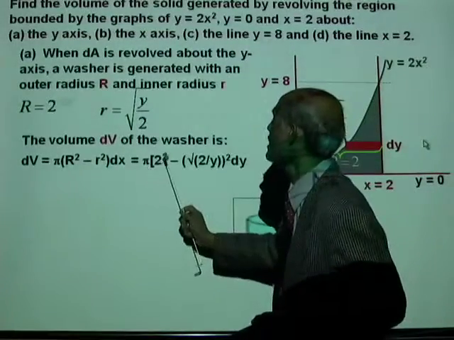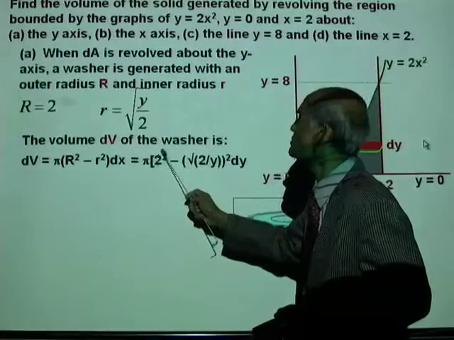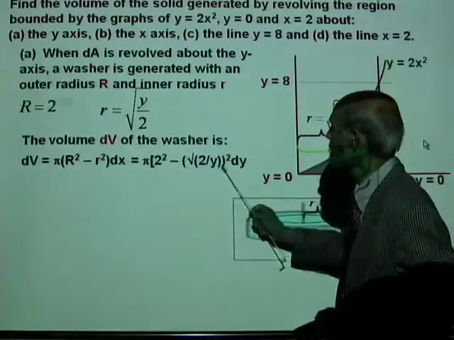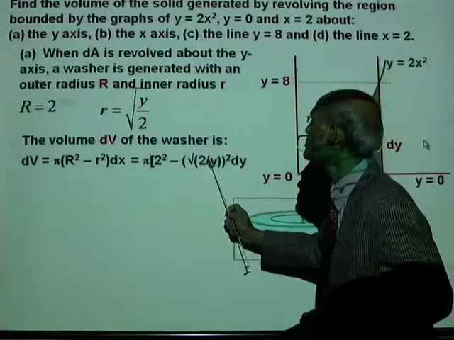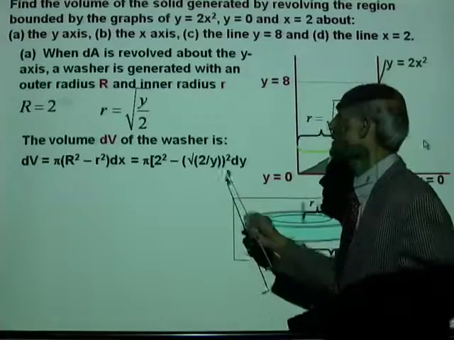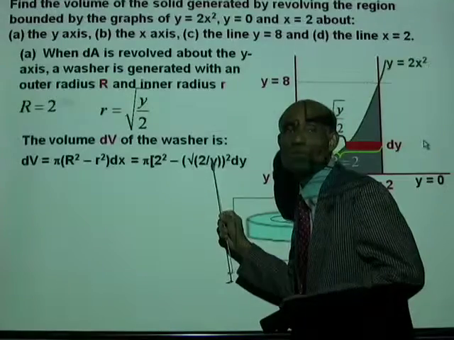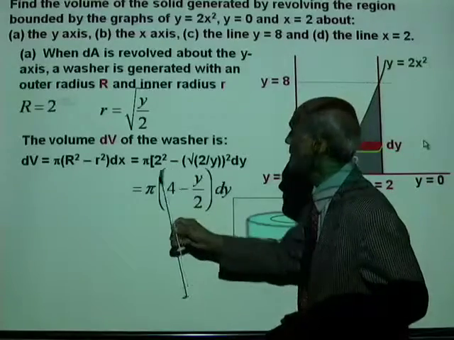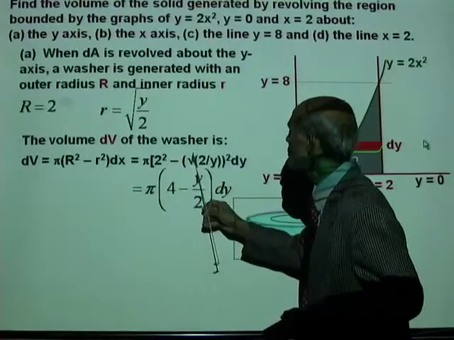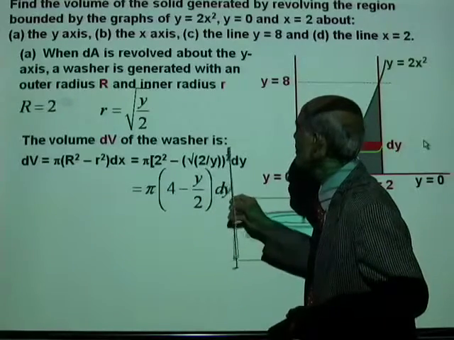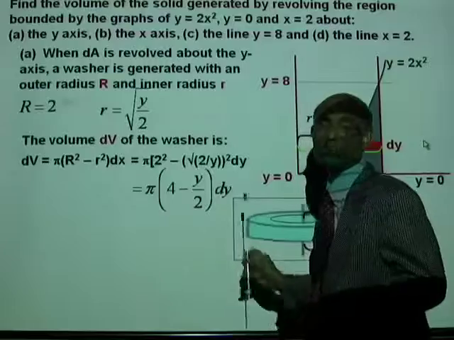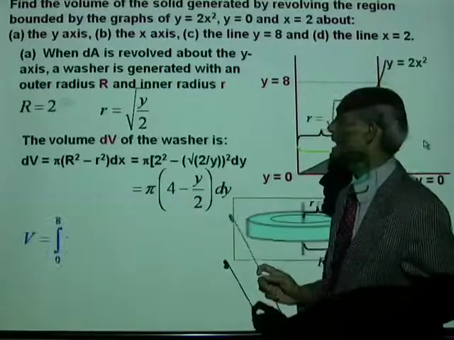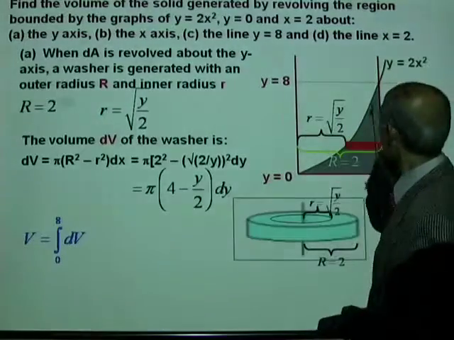So that will be pi times big R squared, which is 2 squared, minus small r, which is square root y over 2, all squared, dy. You can see another printing error there. This is 2 over y, it must be y over 2. So that will be pi times 2 squared is 4, minus square root y over 2 squared is y over 2, times dy. And now we have dV.